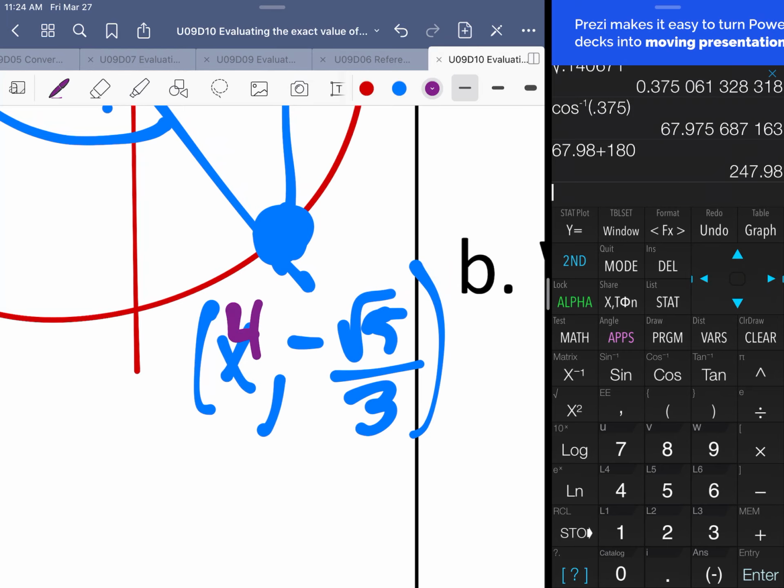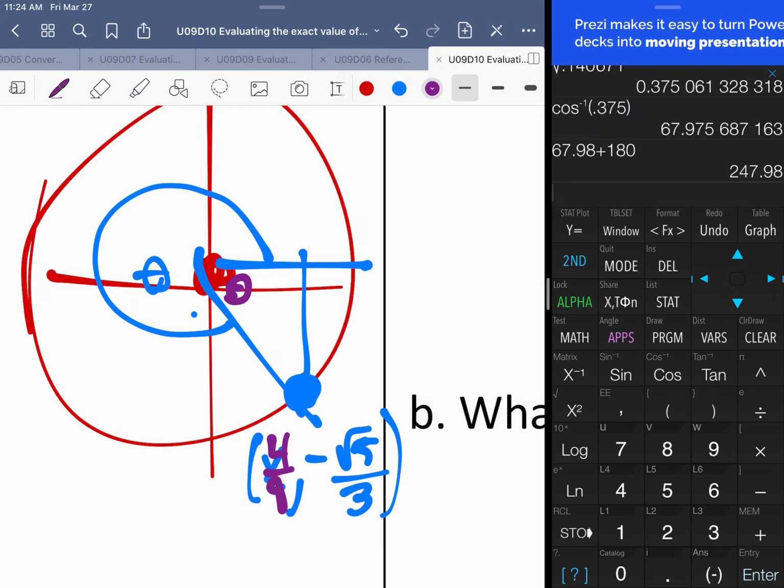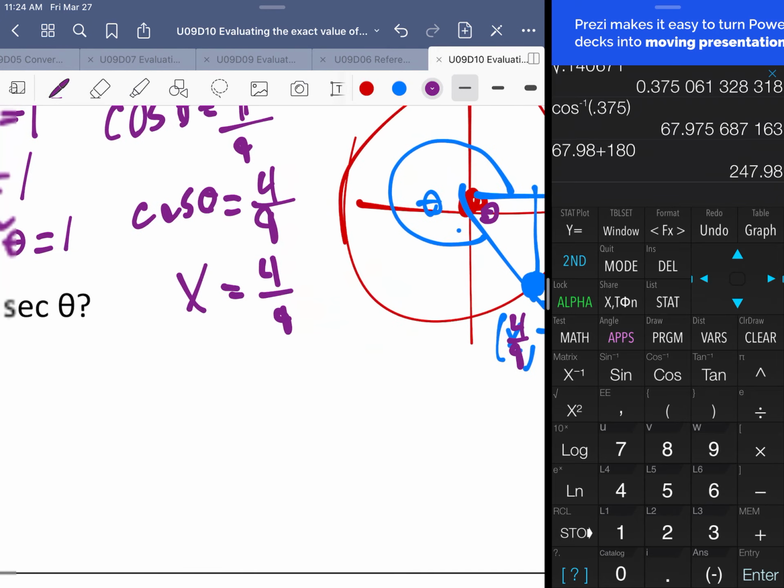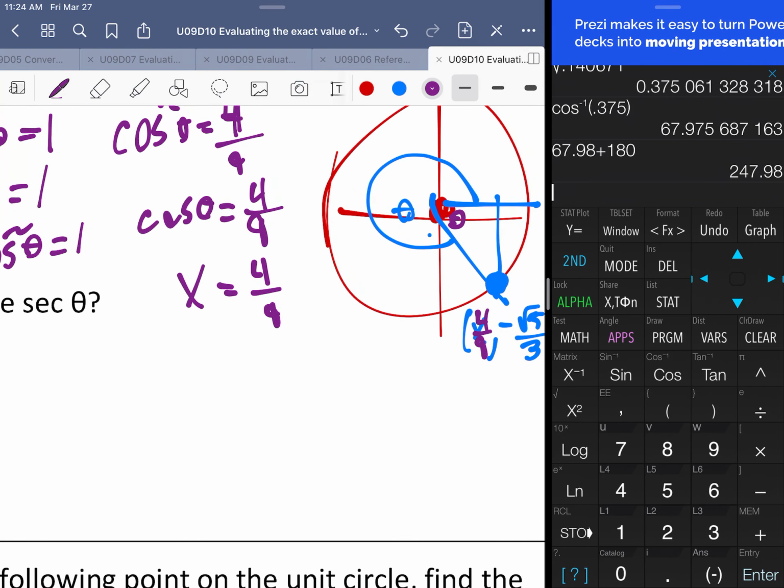So this value here is 4/9. Now, because we're in quadrant 4, it's positive. If it was in quadrant 3, it would have been negative. Now we can use this to find out what the measure of the angle is.